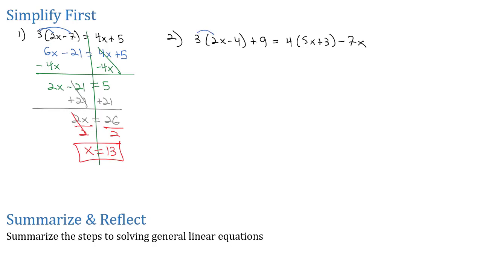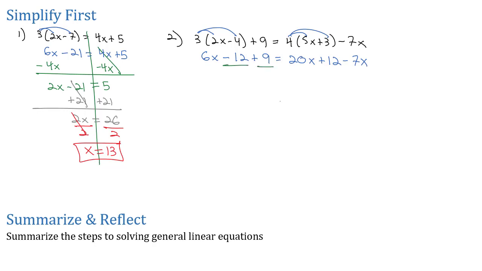Simplifying means we're going to distribute through parentheses. 3 times 2 is 6x, minus 3 times 4 is 12, plus 9 equals, distribute the 4 through, 4 times 5 is 20x, plus 4 times 3 is 12, minus 7x. But we still can't go to solving because we're not done simplifying.